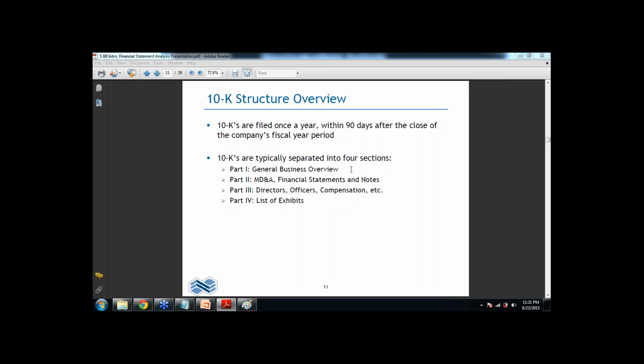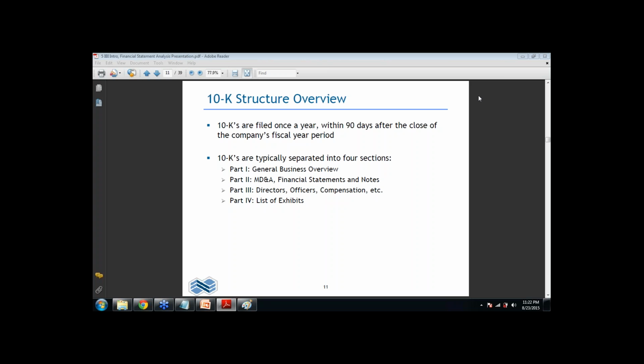And then there are four different sections that the 10K should have. I said, right, there is a particular format that we have to follow. So there are four sections over here: the general business overview, then we have the MD&A, financial statements and notes, the directors' and officers' compensation, and then the list of exhibits. These are the four sections that we have in this 10K.